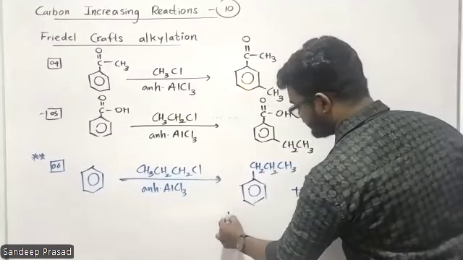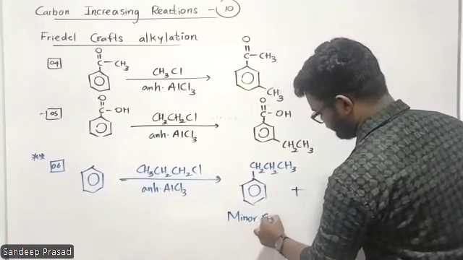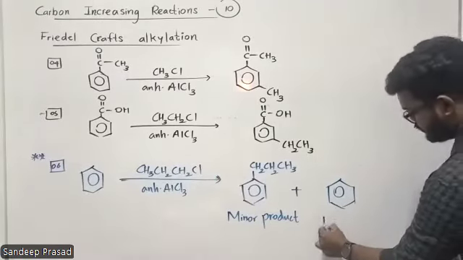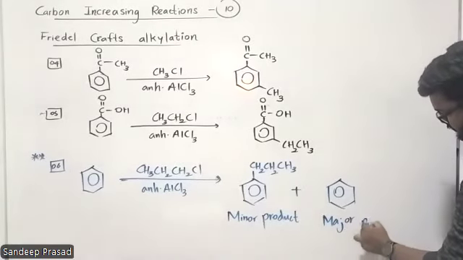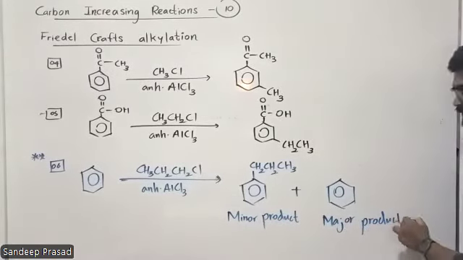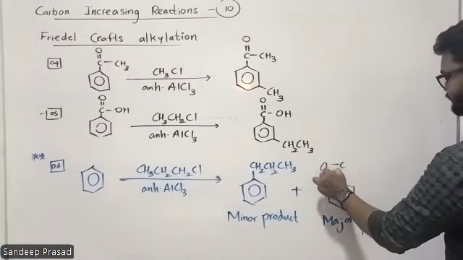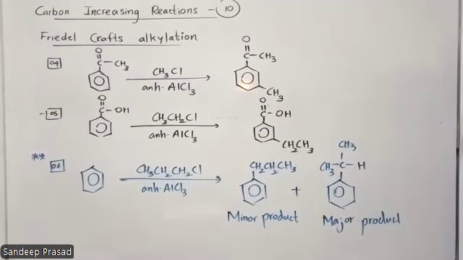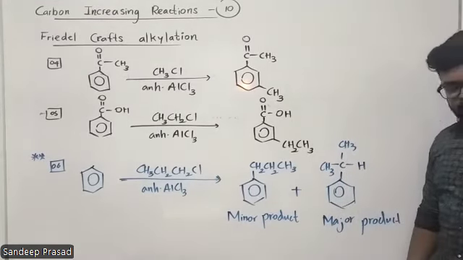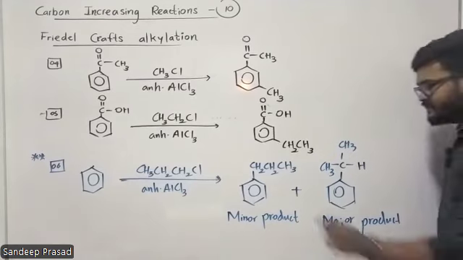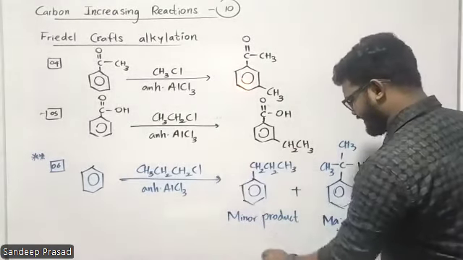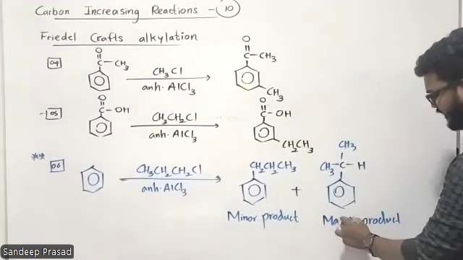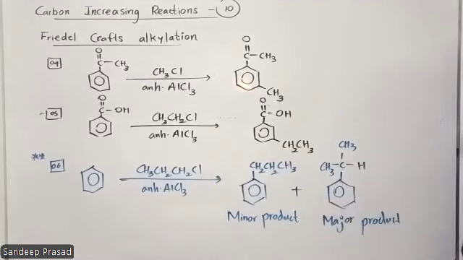But remember, students, this is the minor product of the reaction. Do you know what is the major product of this one? Major product is CH3 in this way. Can anyone tell me, even though we expect this one as the major product, why we obtain this one as the minor product and we have another product? So this is the major product.